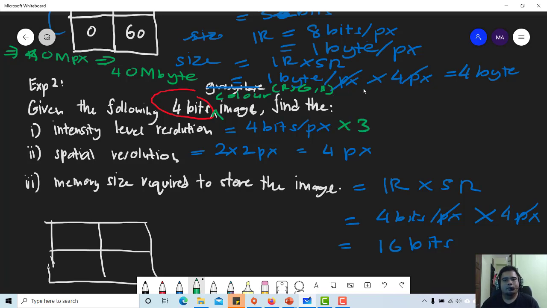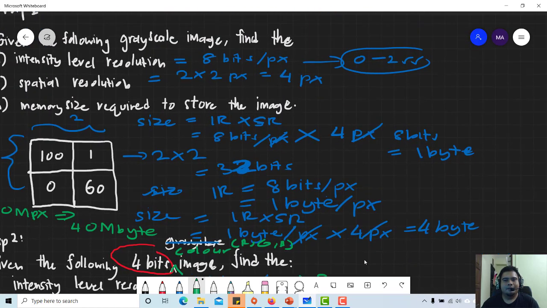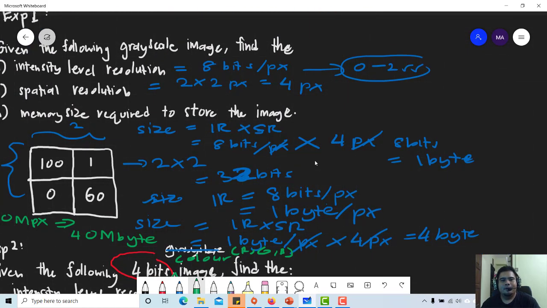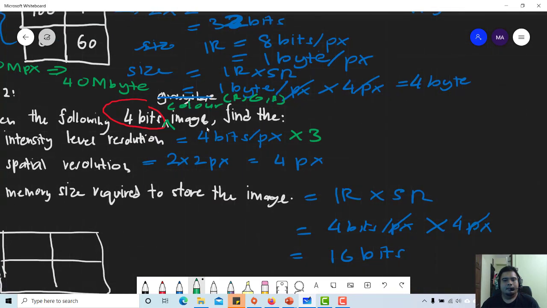If grayscale, you don't have to multiply with anything, because by default any grayscale image is just 1 channel. So there's still a multiplication, but you multiply with 1. That's why 8 times 1 you get 8. But if you have a color image, then this should be multiplied with 3, because these 3 represent the 3 channels of R, G and B. So now the intensity level resolution is 12 bits per pixel.